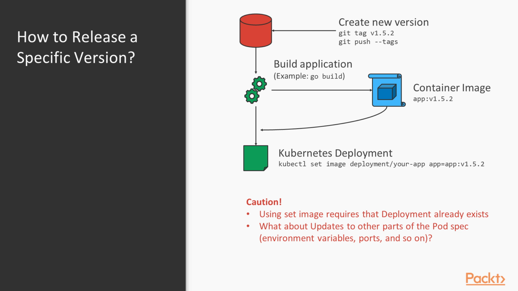This works just fine. However, the kubectl set image command requires that the deployment to be updated already exists in the first place. Also, this deployment pipeline will not apply any changes to the deployment specifications that are not related to the container image. Like for example, new environment variables, changes to config maps, new services, and things like that.